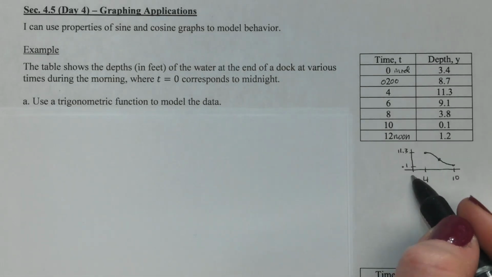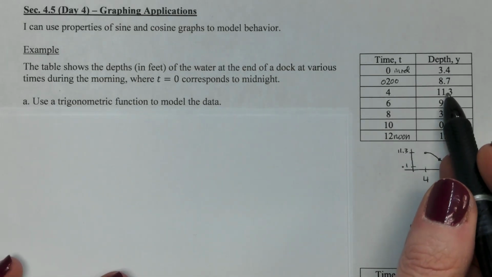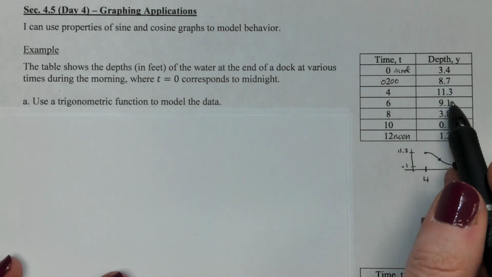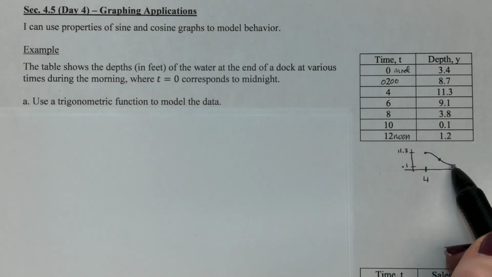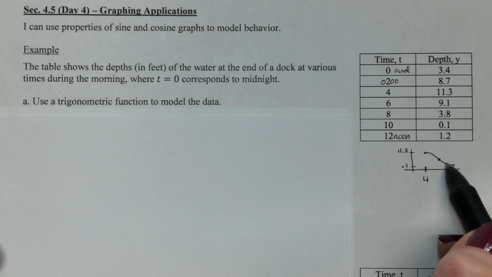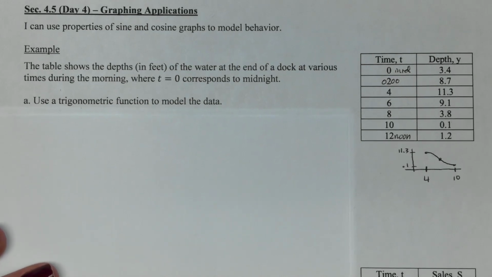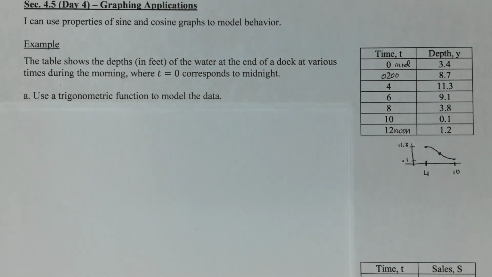And then I drew just a quick little graph off to the side. I said, well, the highest point happens at 4 hours in at 11.3, and then I scanned for my lowest value, which was 0.1, and that happened at 10 hours. So then I've got the beginning of a cosine or a sine function, that first swooping motion that we've seen a lot as we're graphing these. Sorry, I already wrote some things down here, so I'm trying to cover them up.